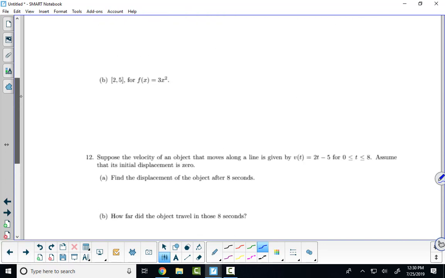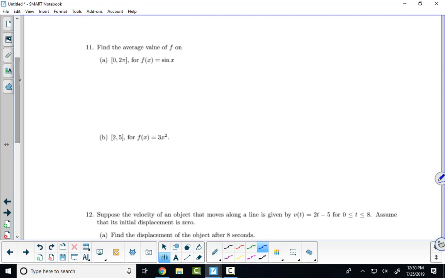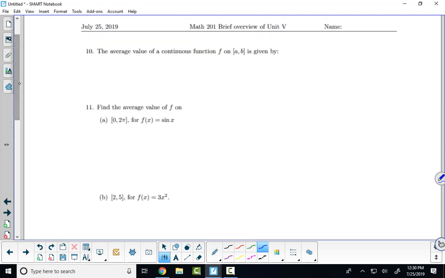I just want to keep moving. Here's another topic. How do we find the average value of a function? Okay. We'll spend some time talking about where this comes from, but for right now, let me just give it to you as a formula. The average value of a function, meaning the average y value that it takes on.